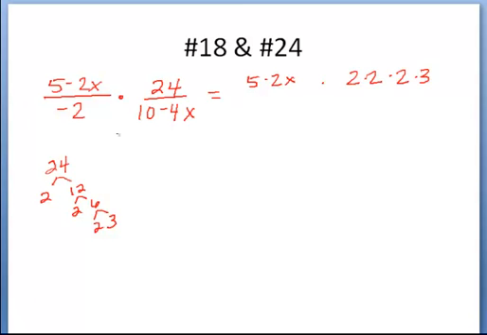Okay, so there that is. Negative 2 is pretty much as prime as it can get. If you wanted to, you could write it as negative 1 times 2. I'm just going to keep it as negative 2.